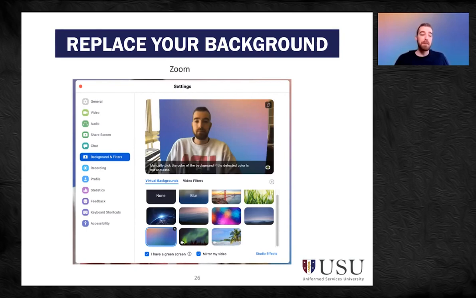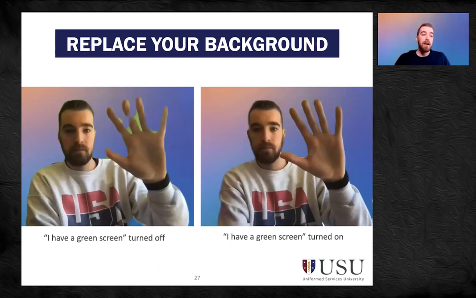If you don't have a sheet behind you, the software will do its best to figure out what the subject is and remove anything else. But the image looks significantly better if you do have a solid color behind you and you select the I have a green screen button at the bottom of the settings. The difference between having a physical green screen and relying on Zoom to guess the subject is a big difference.